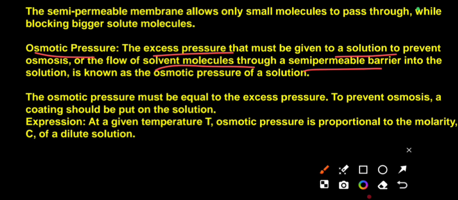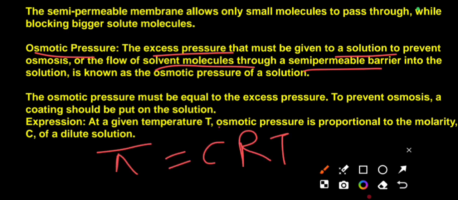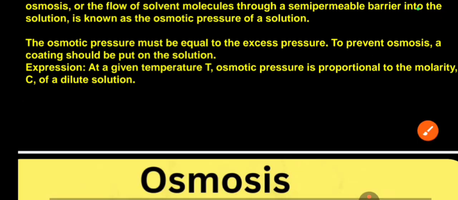Okay, so the expression is also given here for the osmotic pressure. It is represented by pi, that is equal to CRT. So what is C here? It is the molarity. R is the constant, and T is the temperature. Okay, before doing this, first I will explain with the help of a diagram what osmotic pressure is.